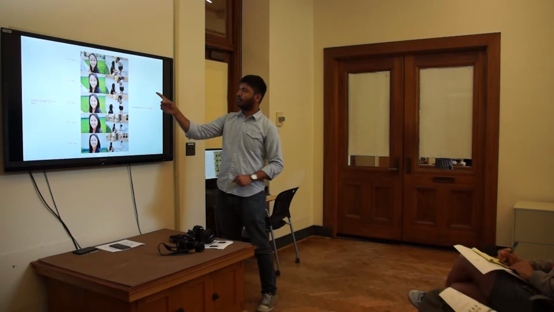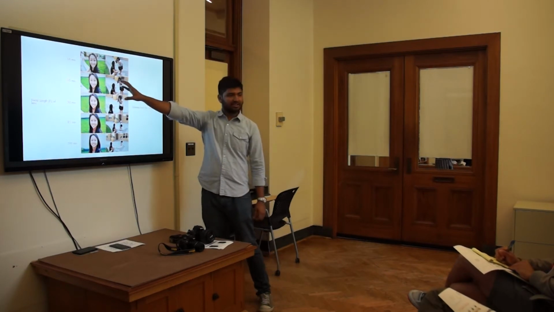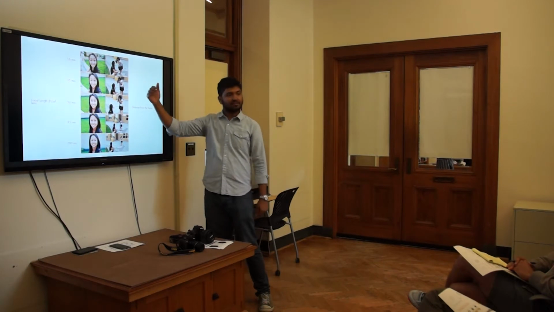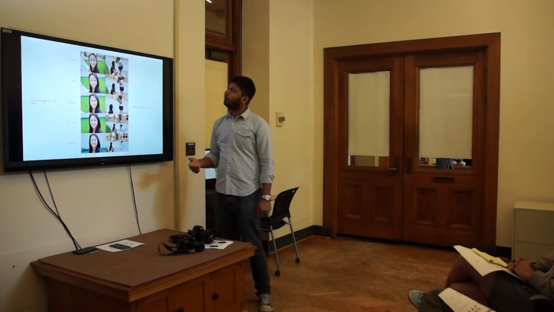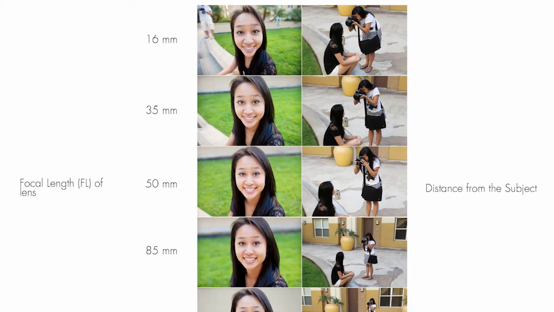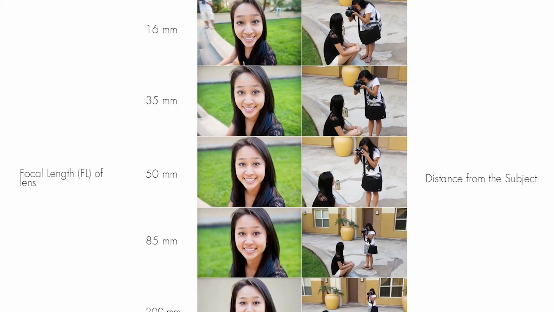And this is another example. Here, the area covered remains the same in all these images, but the person himself moves in order to capture the same area. So you can see how the perspective changes.